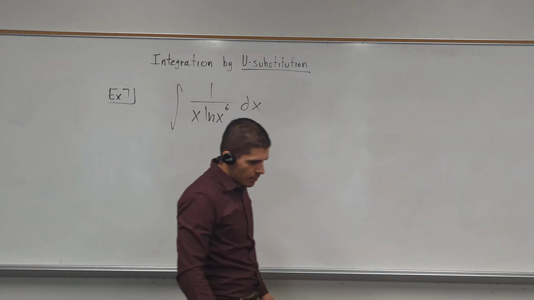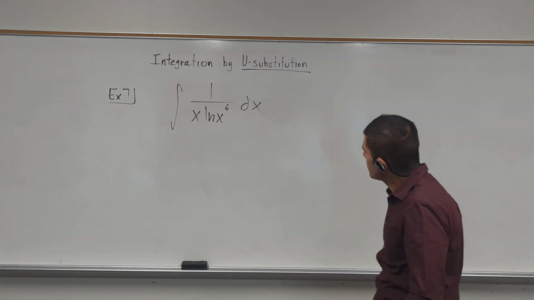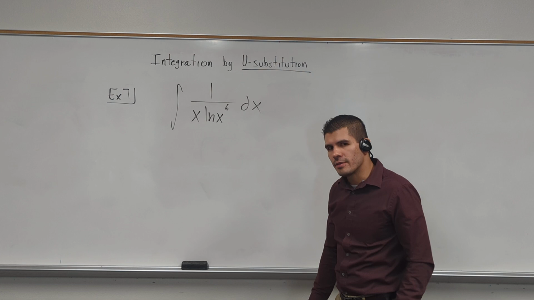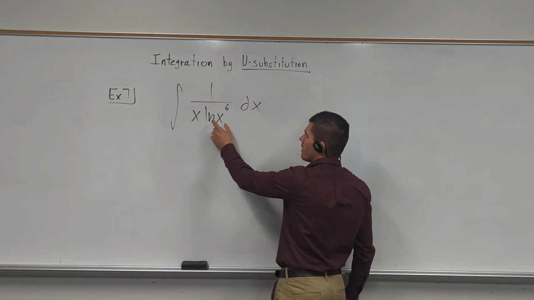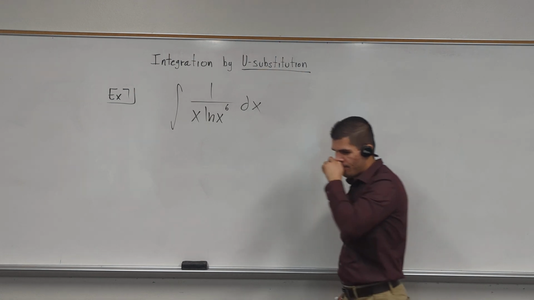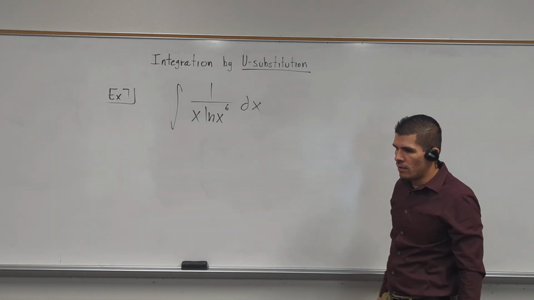Very similar to the last one, okay? Except that I don't quite have a composite. This is a little bit different. I'm not saying that I have the natural log of x to the 6th power. I have natural log of x to the 6th power. A little bit different, okay? Well, let's look at this.